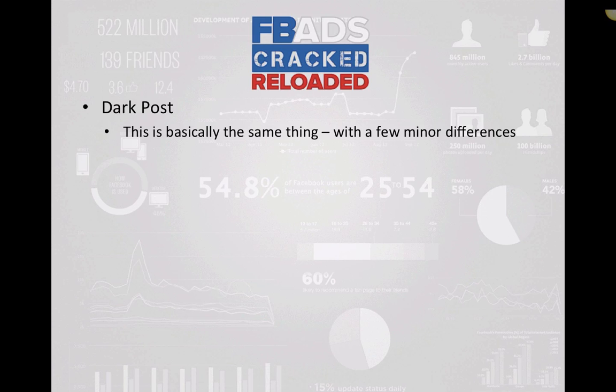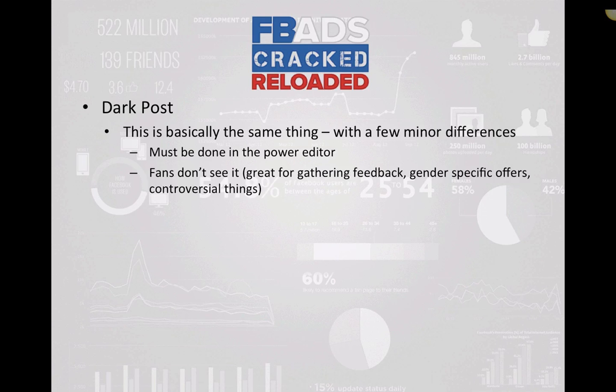So the dark post, basically the same thing with a few minor differences. It must be done in the Power Editor. Fans don't see it, which means it's great for gathering feedback on controversial designs, gender-specific offers. Like when you're on a page, you might get males and females liking it, no matter how you build it. Now, if you've got a shirt that just says, this girl loves the penguins, or this girl loves her dog, you may want to just maybe post it once on your page and then boost that post because you don't want all the men to have to see a shirt that has nothing to do with them over and over and over, okay?